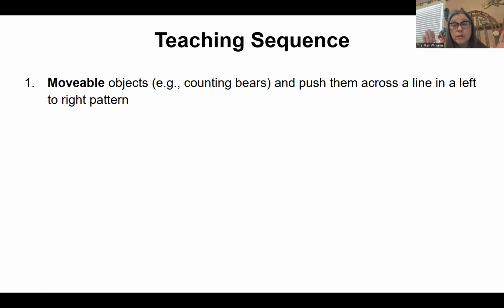This will be a great screenshot for you once it's complete. The teaching sequence when you're teaching one-to-one correspondence is that first you teach movable objects. And so you're going to have a line and you're going to push them up and to the left. That is how you teach it, with a movable object first.